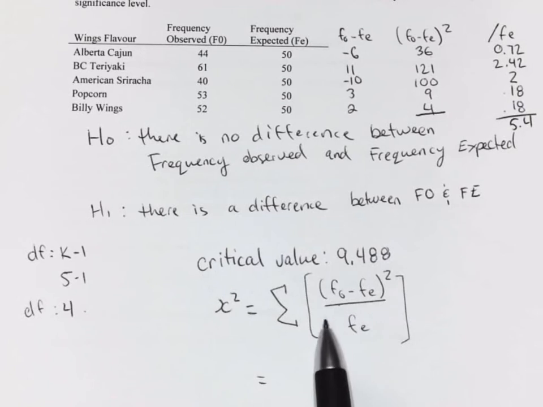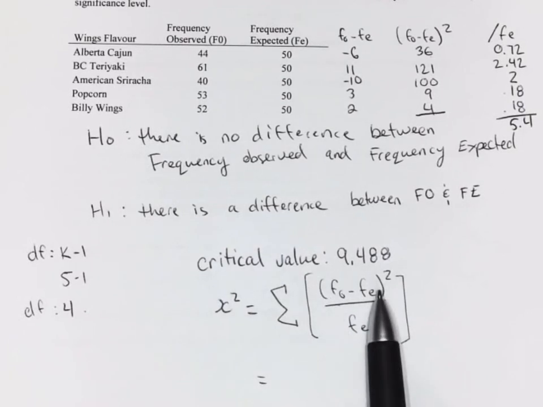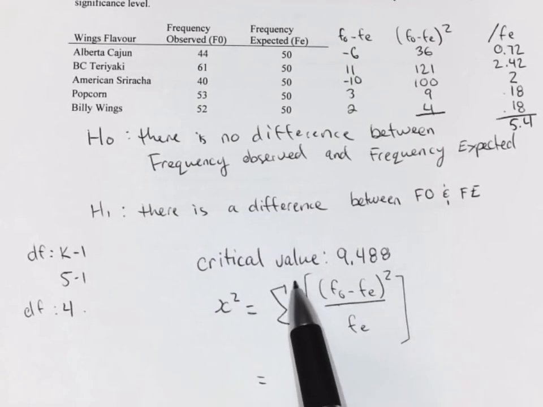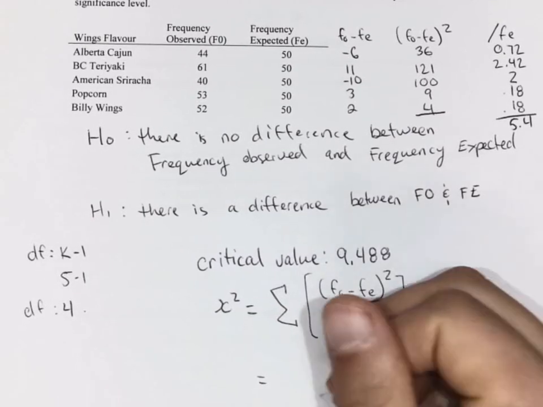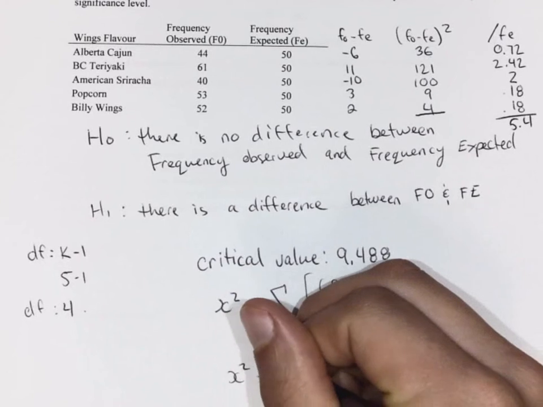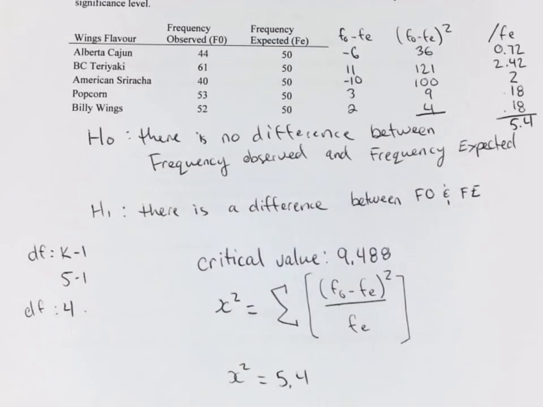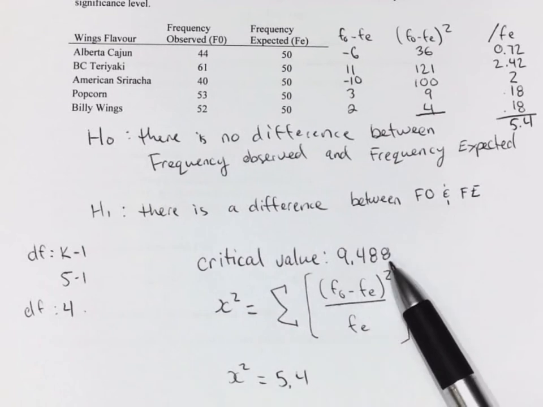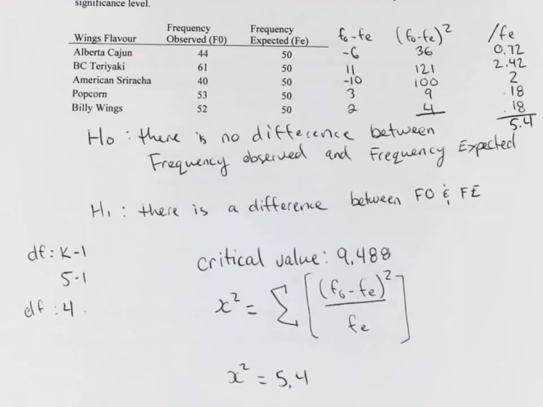So, after we less our frequency observed from our frequency expected, square them and divide them by our frequency expected, and add them all up, because this is all for the individual observation categories, we would get a chi-squared value of 5.4. So this is lower than our critical value of 9.488. So we would accept the null hypothesis. Any difference that we've noticed in wings flavors preferences is likely the result of chance.